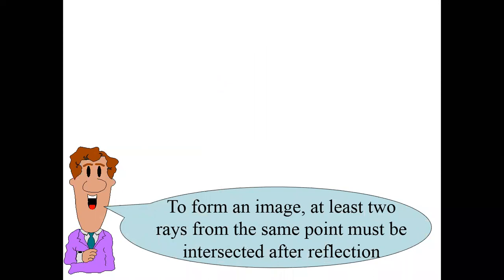To form an image, we need at least two rays. Don't forget this. With one ray, you cannot form an image. If you want a proper image, you have to send two rays. It could be the parallel ray and the ray through the focus point, because these are the two rays that are easy to send from the object.